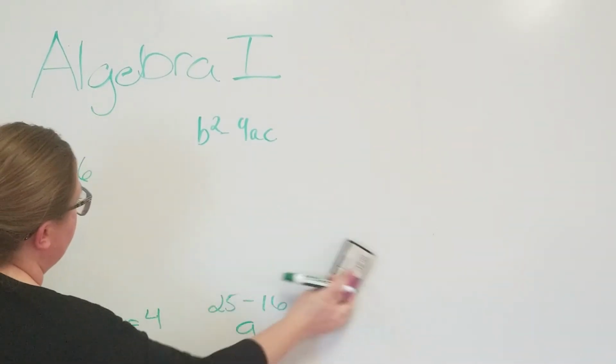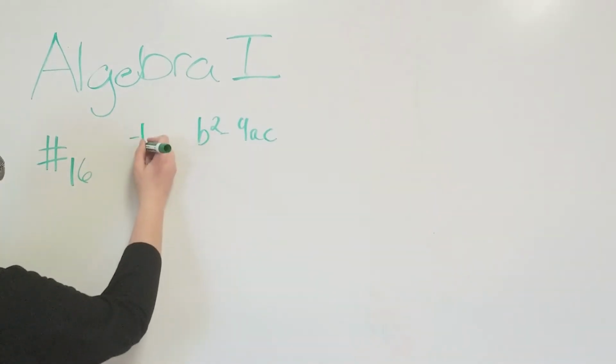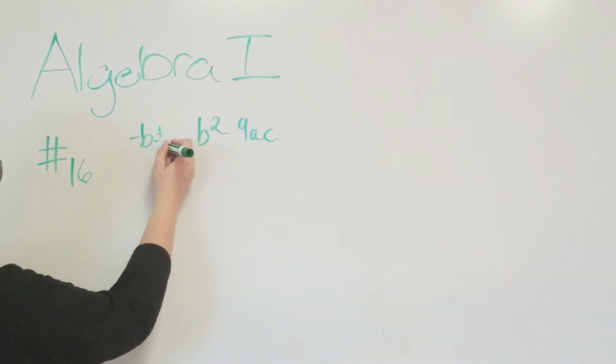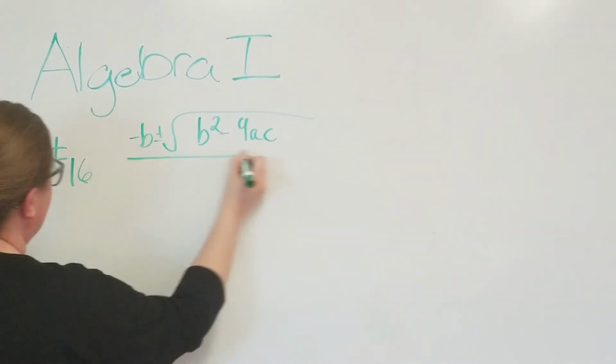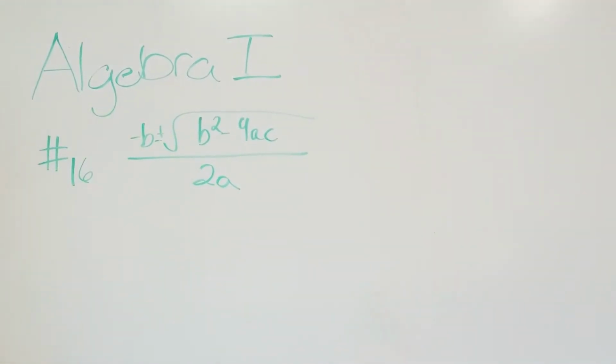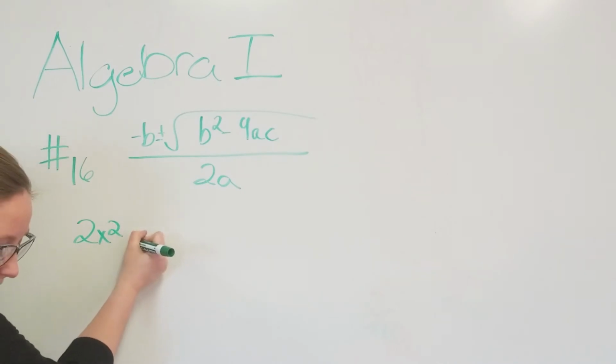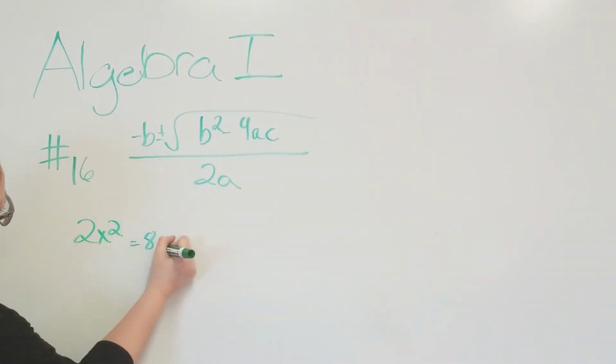The next equation, they tell you to solve this equation using the quadratic formula. I love the quadratic formula. So the quadratic formula is negative b plus or minus the square root of b squared minus 4 times a times c, over 2 times a. All right, and the equation they give you on this one is 2x squared equals 8x minus 3.